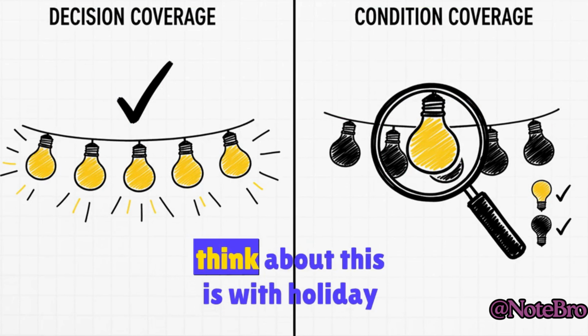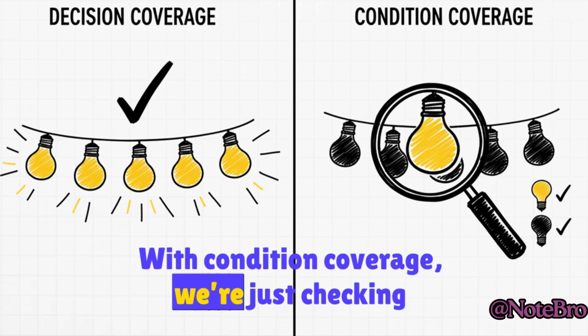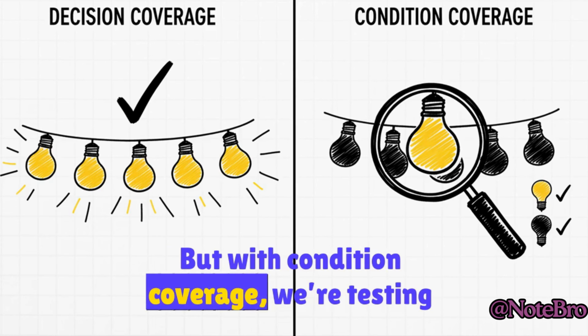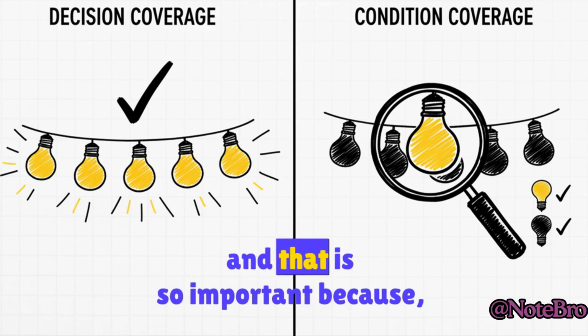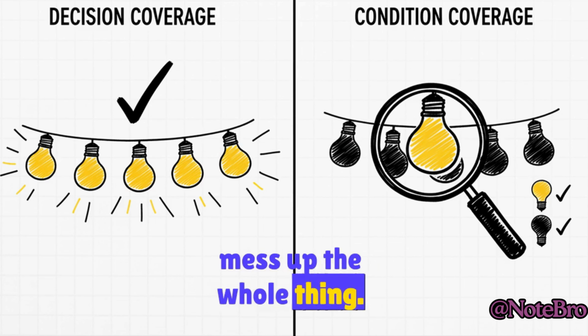A great way to think about this is with holiday lights. We've all been there, right? With decision coverage, we're just checking if the whole string of lights turns on. But with condition coverage, we're testing every single bulb to make sure it can turn on and off. And that is so important because one faulty bulb can mess up the whole thing.